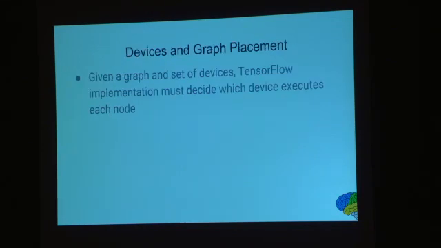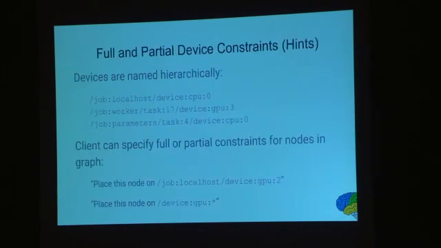So one of the things TensorFlow needs to be able to do is, given a graph and a set of devices, decide which device is going to execute each node in this graph. And because our heuristics are not necessarily perfect, we allow users to specify both full and partial device constraints. You can think of these as hints about where in the distributed system you want this particular node's computation to execute.